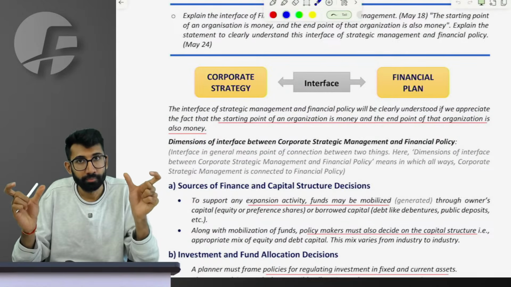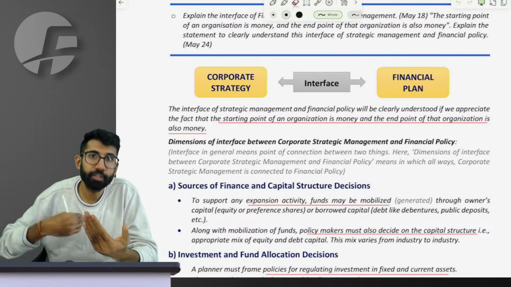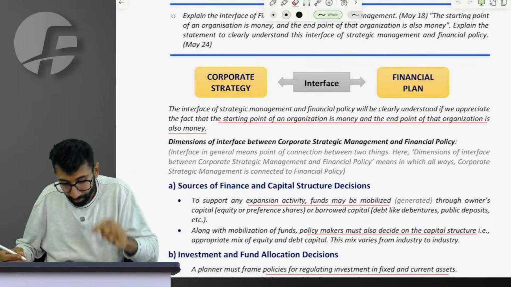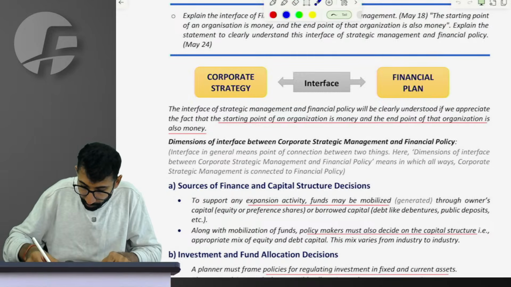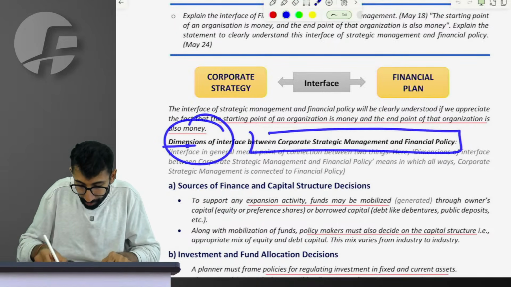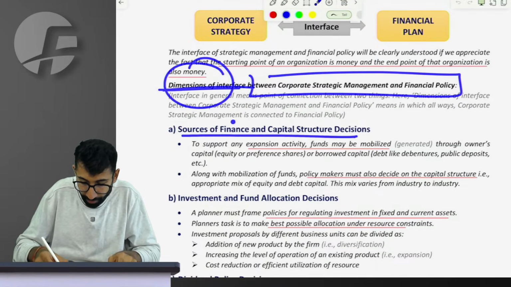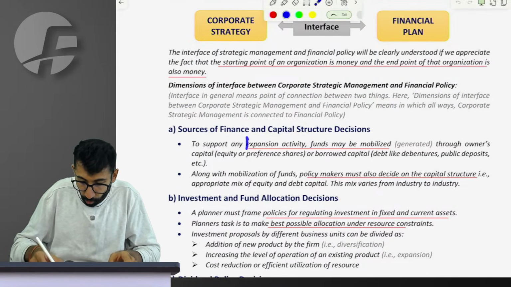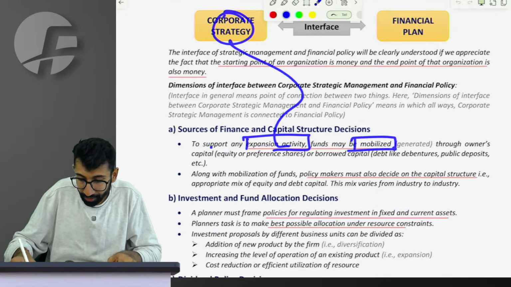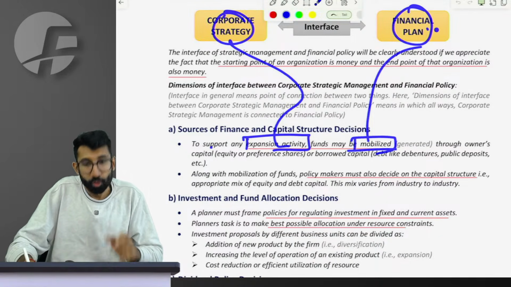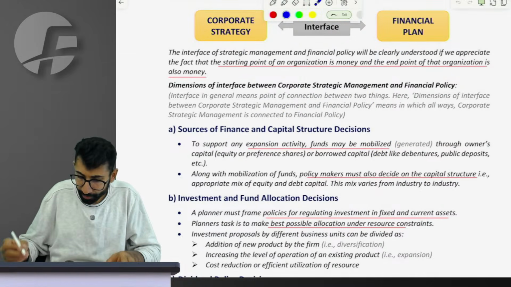Interface means connection. For example, the computer screen is an interface between the computer and you. So how do the two have an interconnection? The connection between the two has multiple dimensions. In multiple ways they are connected. First is sources of finance and capital structure decision. If you want to do any expansion, which is a plan of corporate strategy, you need money, which is a part of the financial plan. So when it comes to the source of capital, the two are interrelated.